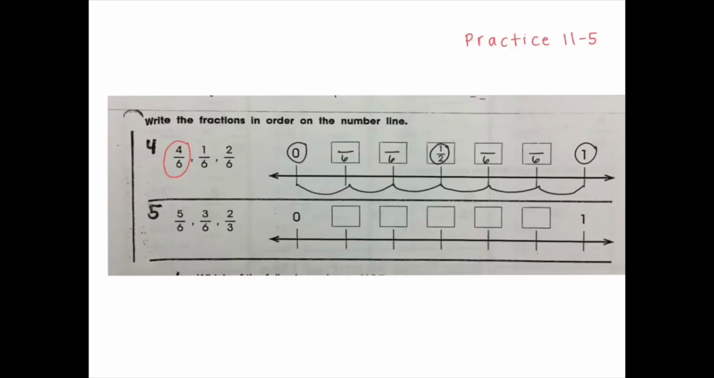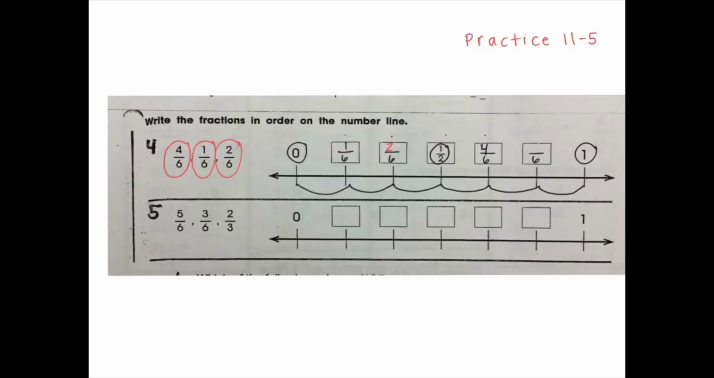0, 6 is right here. 1, 2, 3, 4. 6 would be right here. So now I put 4 6 on. Now I need to put 1 6. So I count again. 0 6. 1 6 would be right there. Then finally 2 6. It's going to be after my 1 6. 2 6. And it's in red because for some reason that one is special and I didn't change my color.